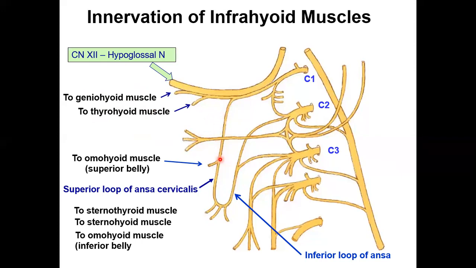Coming down on that superior loop, you have the nerve to omohyoid muscle, the superior belly. So remember, the superior loop gives you the nerve to the superior belly of omohyoid. Then you have sternothyroid, sternohyoid, and then the inferior loop of the ansa cervicalis, giving you the nerve to the inferior belly of the omohyoid muscle. And then again here, C3, C4, C5, this is your phrenic nerve. Oh, and before I move on, again, here's your hypoglossal nerve, cranial nerve 12.